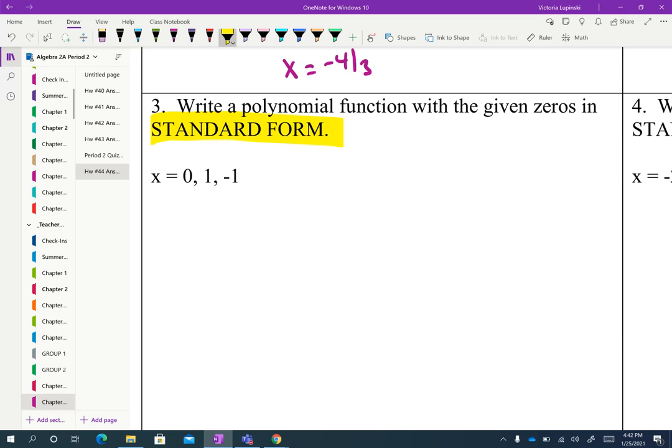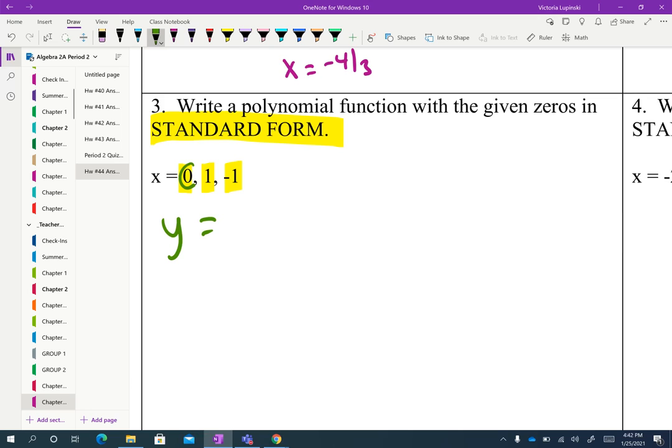The opposite of being in standard form is being in factored form, but factored form is what you're going to start with. So if you notice, you have 1, 2, 3 factors here, or 3 solutions. You then have to have 3 factors. You have to call your polynomial something. So we're going to call the polynomial y equals. Could be y equals, could be f of x equals.